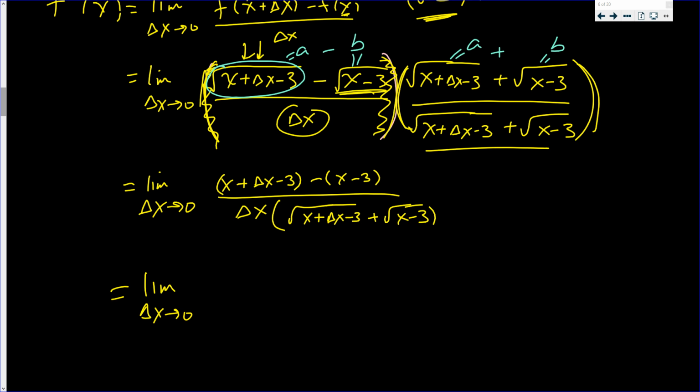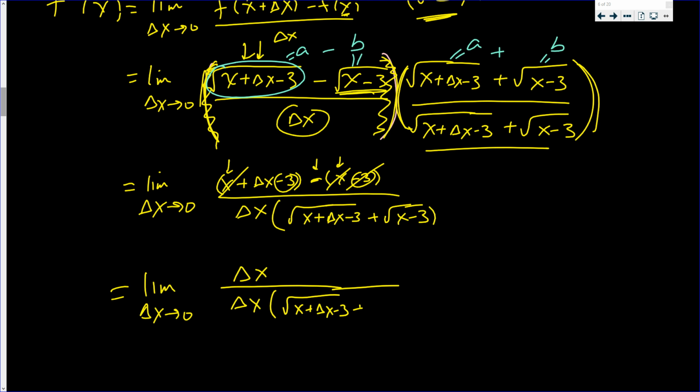Now, it comes together. X, take away x, take away negative 3, that's gone. All that survived in the numerator is delta x. And in the bottom we have delta x times this big mess. Okay. Now, since delta x is not 0, this is 1. Now, I crossed out delta x.